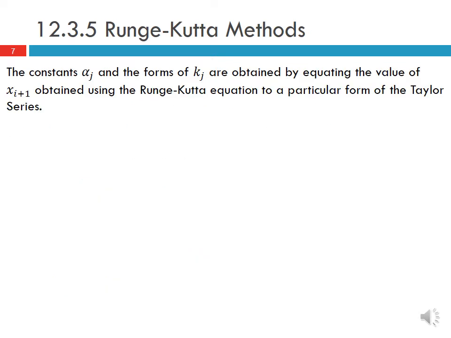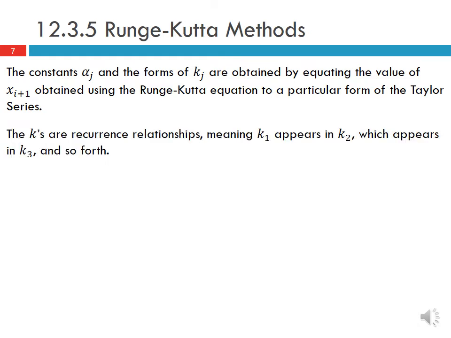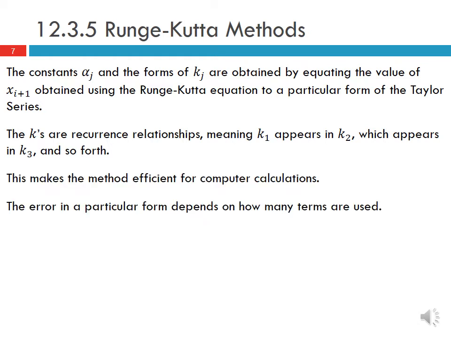The constants alpha_j and the forms of k_j are obtained by equating the value of x_{i+1} obtained using the Runge-Kutta equation to a particular form of the Taylor series. The k's are recurrence relationships, meaning that k_1 appears in k_2, and that appears in k_3, and so forth. This makes the method efficient for computer calculations, and the error in a particular form depends on how many terms are used. Now, in this chapter, we're not going to go through how to come up with the different alphas and k's. We'll just present a few of the more common examples.